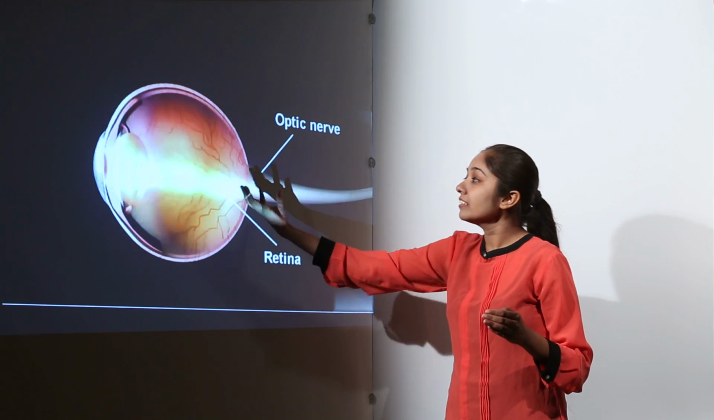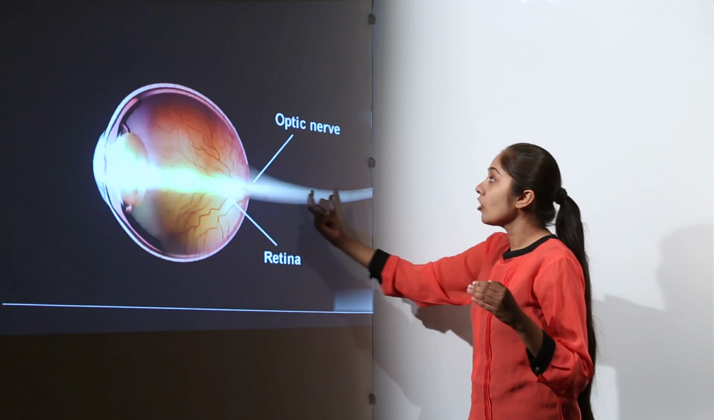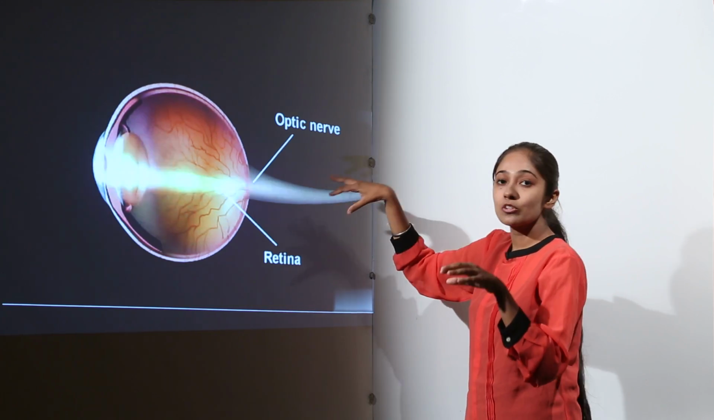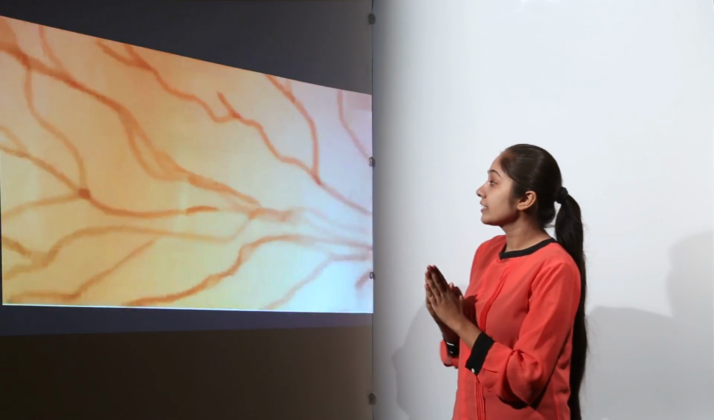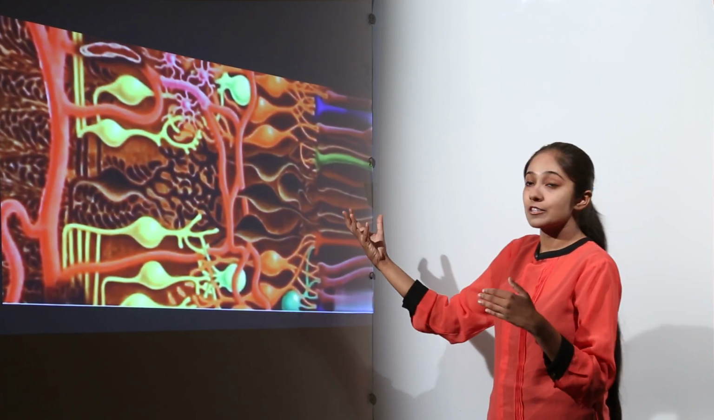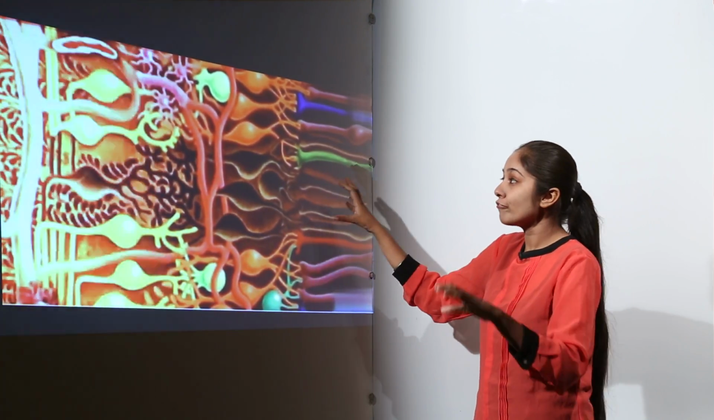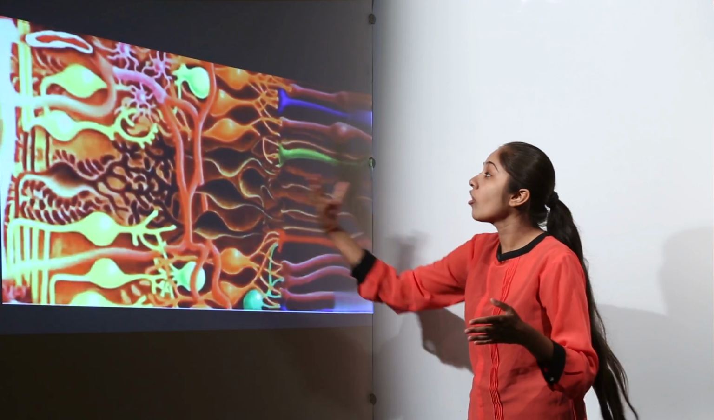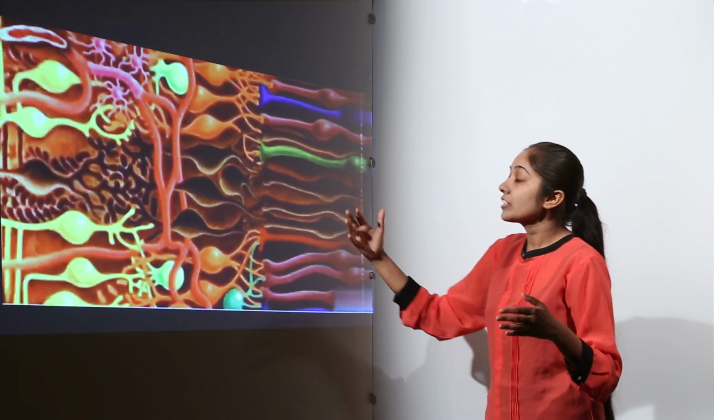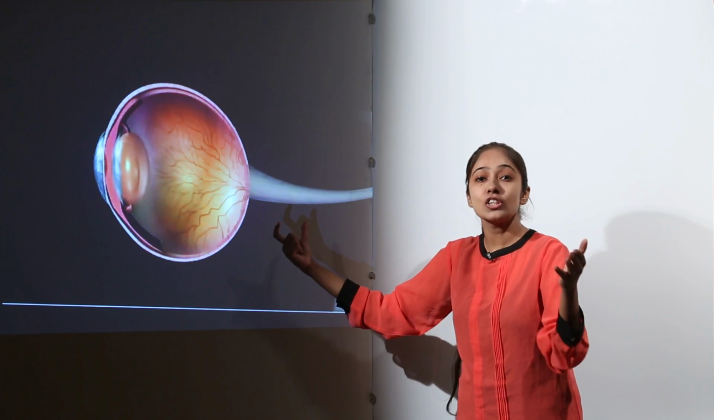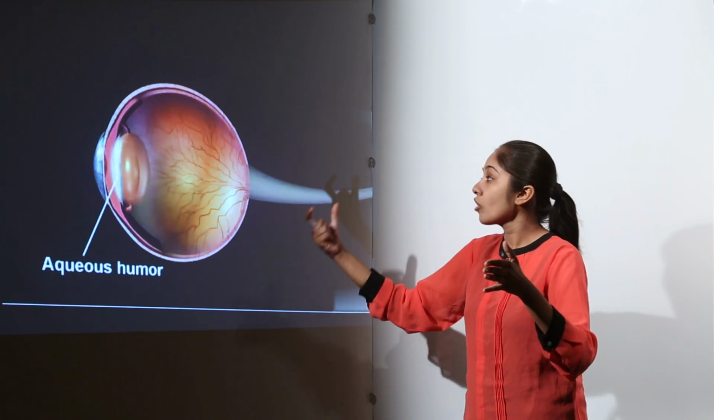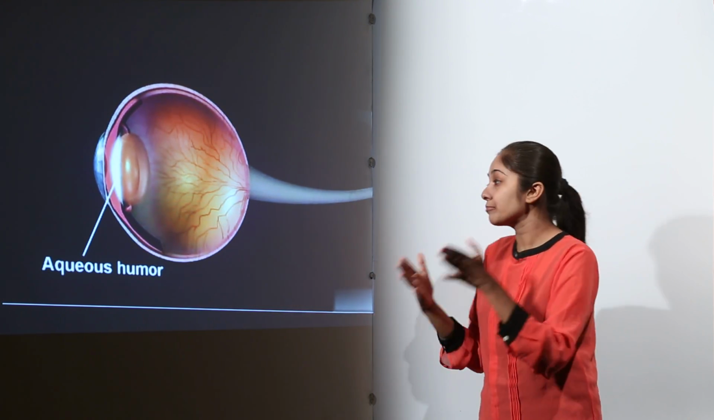It is going to send the impulses to the optic nerve, and this optic nerve is going to carry the impulse to your brain. Now the retina, from the inner side, is composed of photoreceptors, these rod and cone cells, which convert the light waves into chemical messages, which are sent to the optic nerve in the form of nerve impulses.